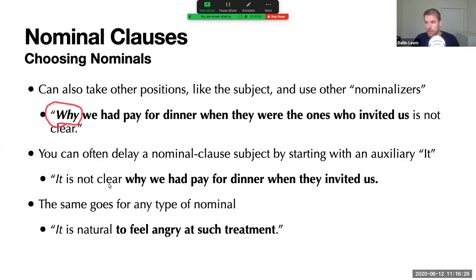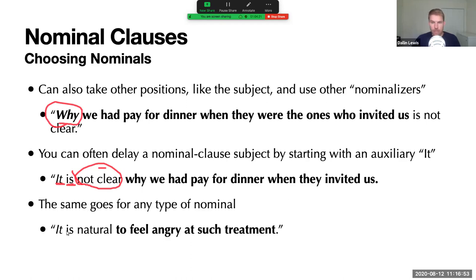What I've done here is I've moved my subject to the end of my sentence, and I have to put in a dummy subject there to put something before the verb. So I say, it is not clear, and not clear is still my subject complement, but now it's dummy subject, verb, subject complement, and then subject.